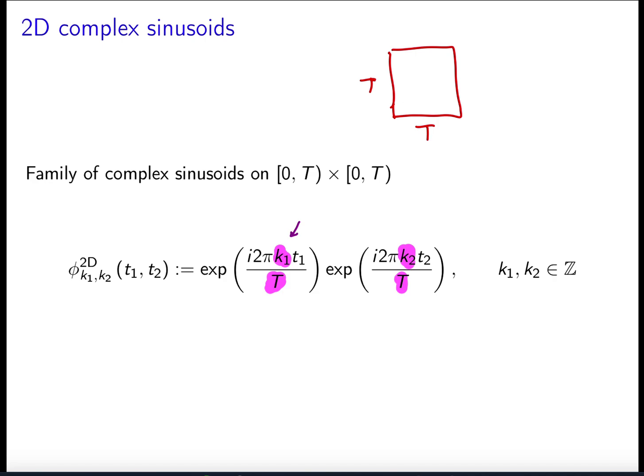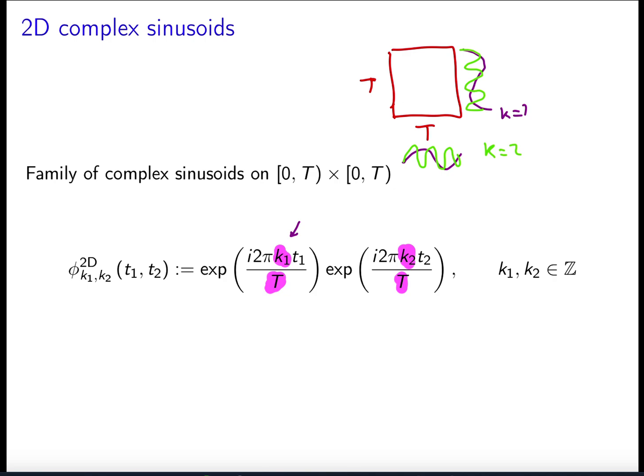So for k equals 0, we're going to have constant sinusoids, but k equal 1 is going to basically look like this in this direction and like this in this direction. Of course, I'm only drawing the real part. If we have k equal 2, then this is going to fluctuate twice in this direction. And realize that you can also combine k1 equals 1, k2 equals 2, and so on to get different 2D sinusoids.